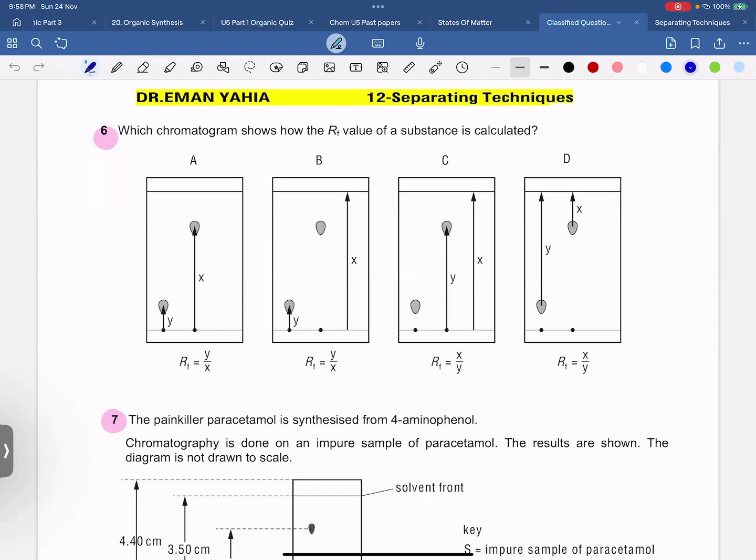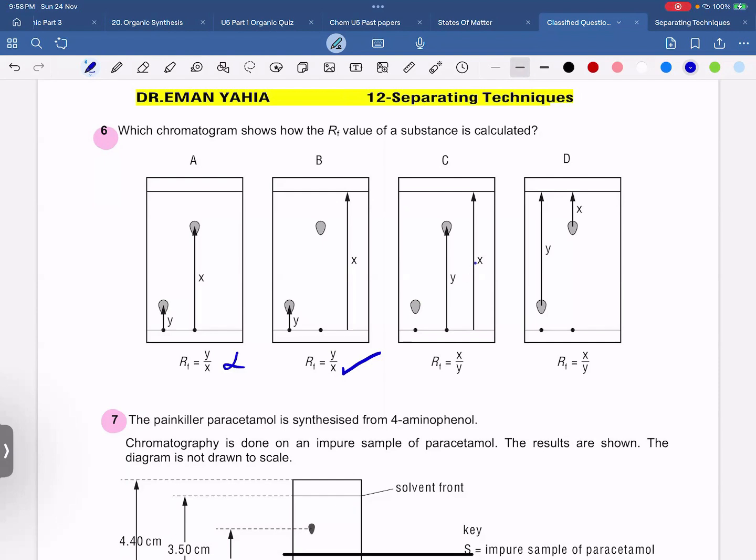Next question. Which chromatograms show how the RF value of a substance is calculated? RF is the distance traveled by the spot divided by the distance traveled by the solvent. So for A, Y divided by X, incorrect. For B, Y divided by X, it will be correct. So this one is incorrect.